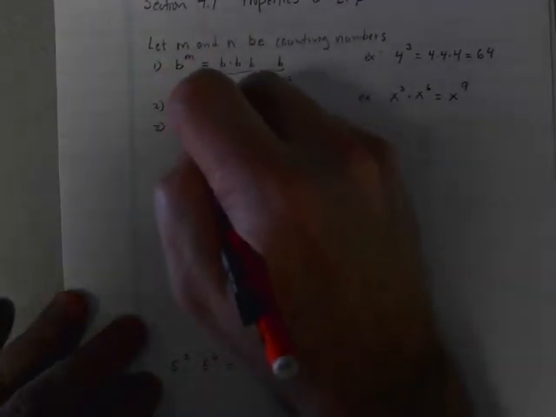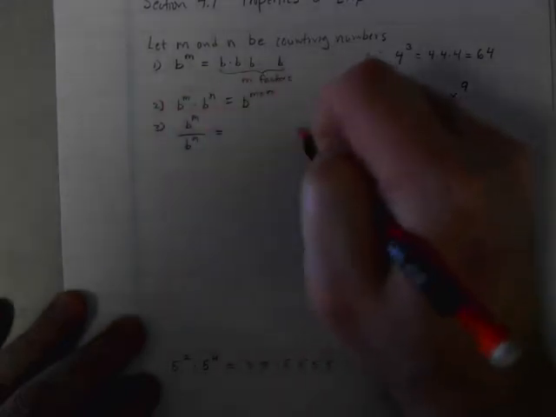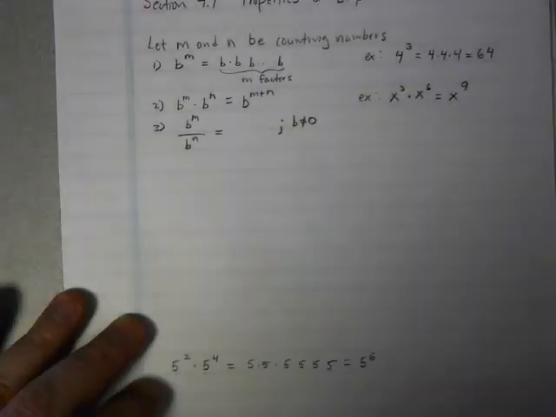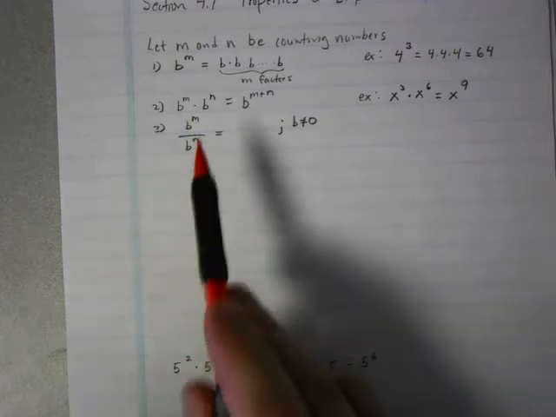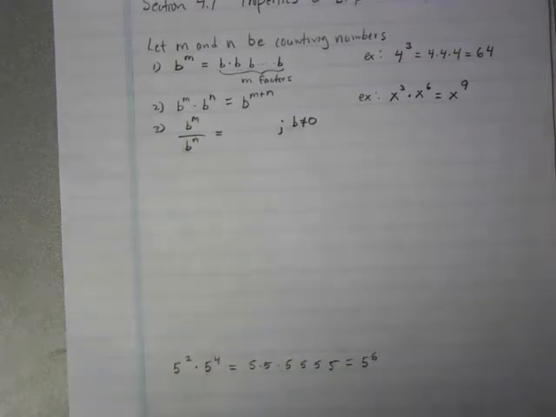Rule number 3 is pretty similar. b to the m divided by b to the n equals something. First, we have a special condition that our base cannot be the number 0, because we cannot have 0 on the bottom. You can't divide by 0.